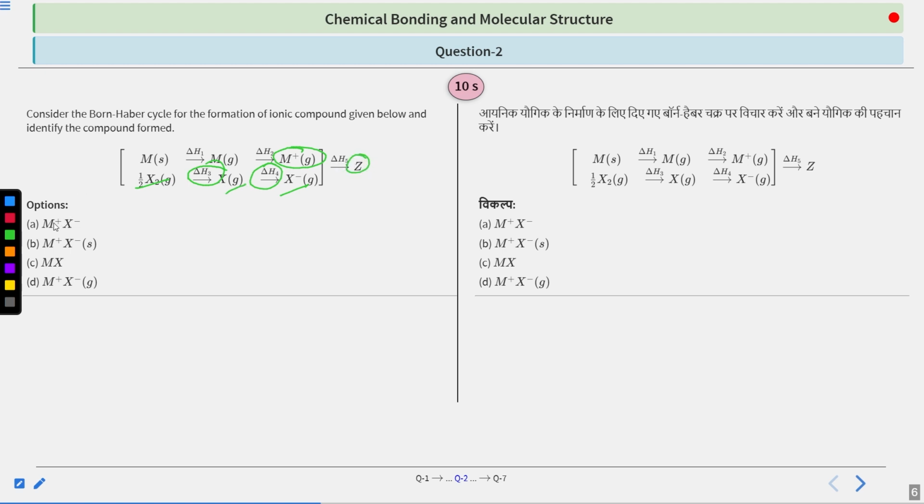The options are A, M plus X minus solid, B, M plus X minus solid. Sorry, this is M plus X minus. This is M plus X minus solid. This is MX and this is M plus X minus gaseous. So you have 10 seconds to solve this question. Your time starts now.